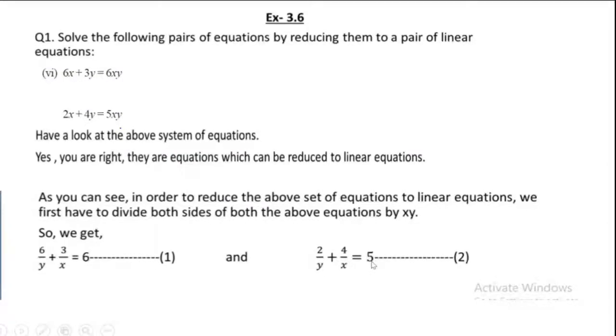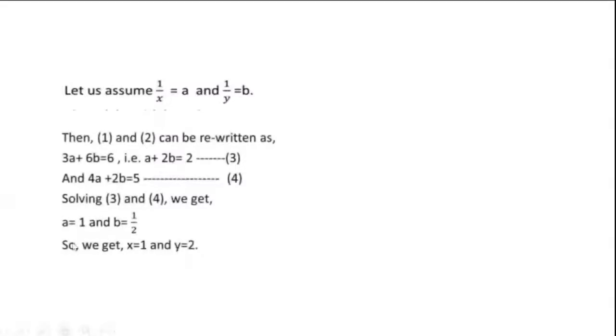So let us see the two equations now. Once I've got these two equations, I know how to solve them. I get a is equal to 1 and b is equal to half. The question was not to find the values of a and b, but of x and y. So I put a, which was equal to 1 upon x, is equal to 1. That means x is equal to 1. b, which is equal to 1 upon 2, was 1 upon y. So I get 1 upon y is equal to 1 upon 2. That means y is equal to 2.